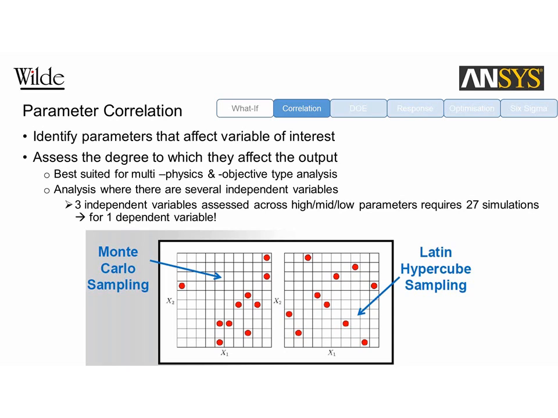If you were monitoring a single output variable, you need about 27 simulations to understand how these parameters work against each other. Within DesignXplorer, specifically within parameter correlation, the software is smart enough to assign a set of random sample points. It's a type of Monte Carlo sampling. We call it Latin hypercube sampling.